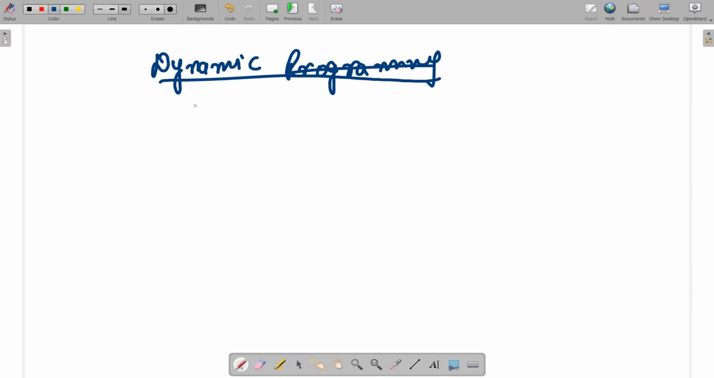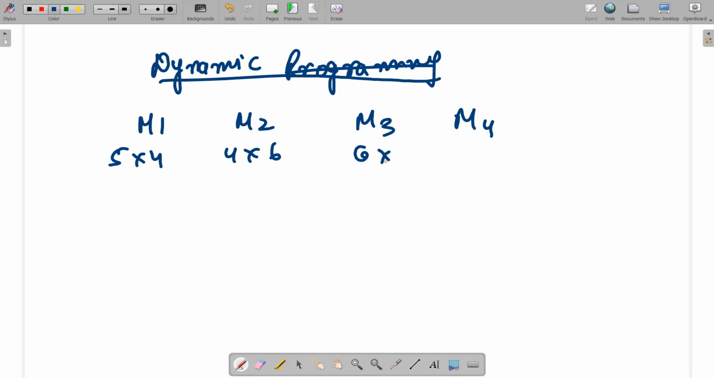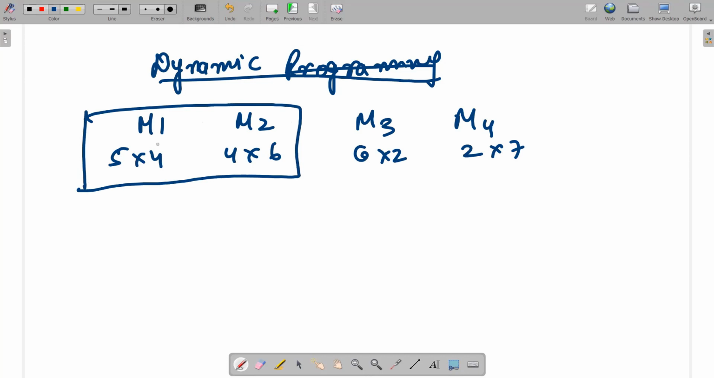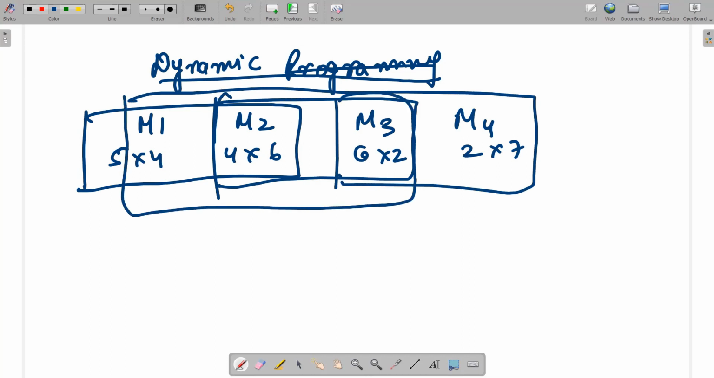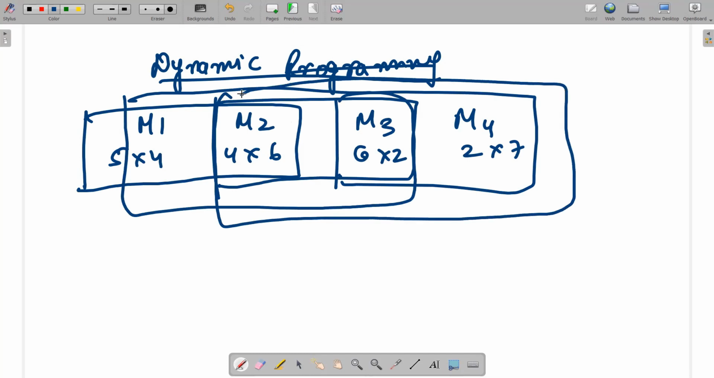So what we will do is, we have M1, M2, M3, and M4, with orders 5 cross 4, 4 cross 6, 6 cross 2, and 2 cross 7. We can multiply them in parts. Let's say I can multiply M1 and M2. Maybe I can multiply M2 and M3. They are multipliable. I can multiply M3 and M4. Or I can multiply M1, M2, and M3. Or I can multiply M2, M3, and M4. That's what we have to do in this particular problem.